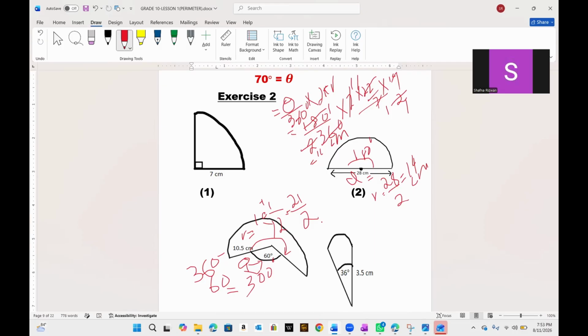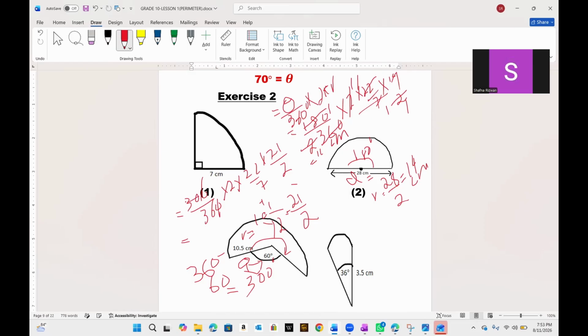Now we found everything. Shall we do it? Yes. Okay. So what can you say? Arc length equals theta over 360 into 2 pi r. How much is theta? 300. You all put the formula all the time. 300 over 360 into 2 into 22 over 7 into r, which I told is 21 over 2.